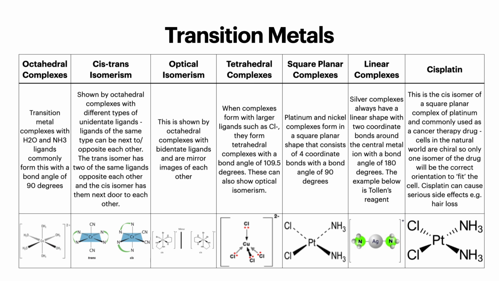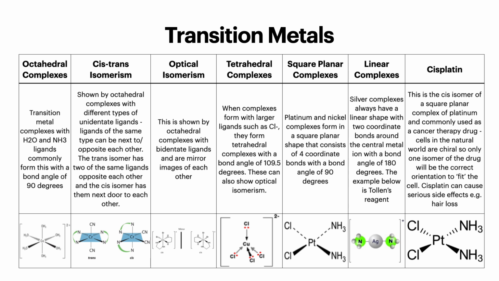Then we have tetrahedral complexes. So when complexes form with larger ligands, such as chlorine, they form tetrahedral complexes with a bond angle of 109.5 degrees. These can also show optical isomerism.